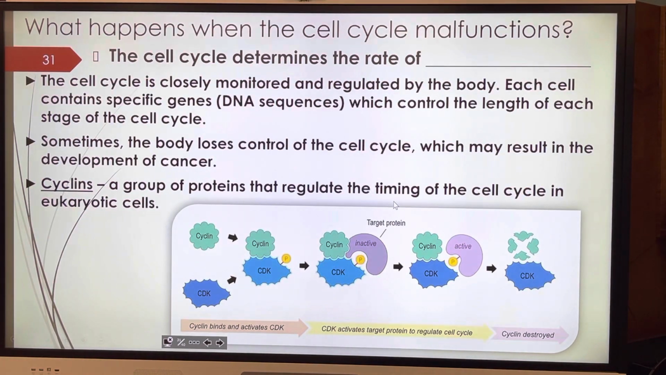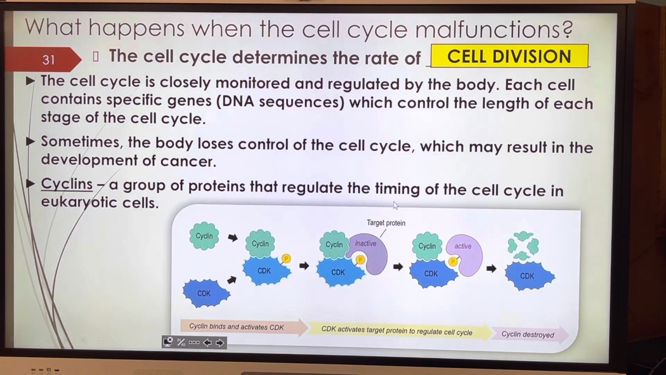Now, what happens when the cell cycle malfunctions? Well, the cell cycle determines the rate of cell division. The cell cycle is closely monitored and regulated by the body. Each cell contains different genes to control the length of each stage. Sometimes the body loses control of that and cancer can develop, okay?